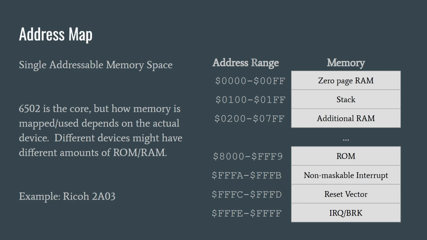So the 6502 has a single addressable memory space, meaning that a given address value won't exist in two different memory spaces. So the ROM won't have address 0 and the RAM won't have address 0.